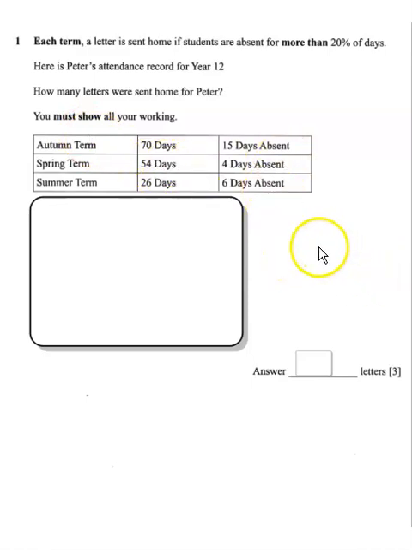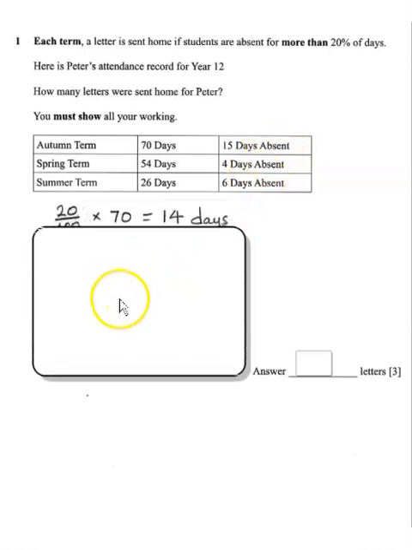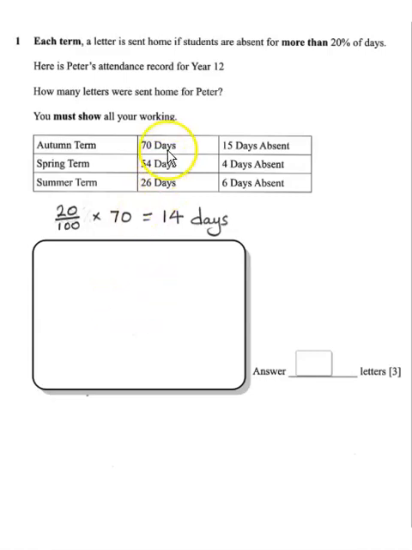So first of all, we're looking at the autumn term. Peter was off for 15 days. So we check what 20% of 70 days would be. 20% times 70 is 14 days. So Peter was off 15 days, so he was off more than 20% for the autumn. That means he gets a letter sent home.